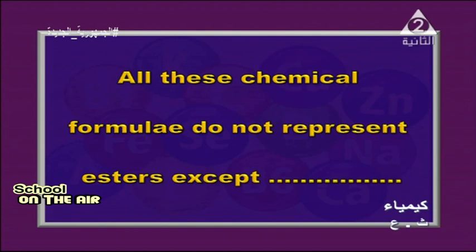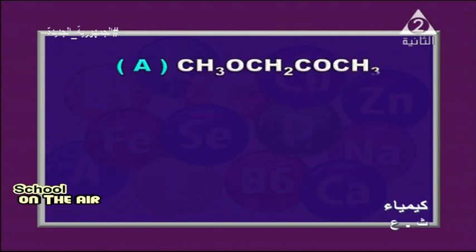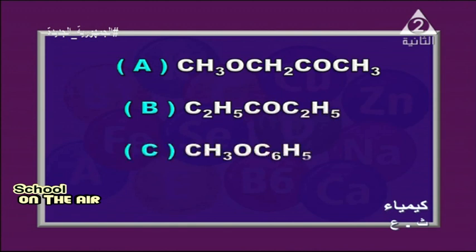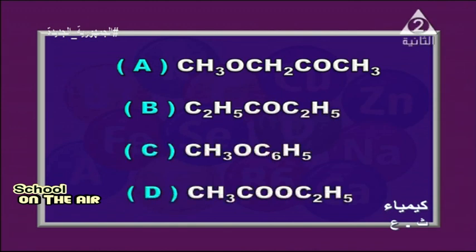Next one, all these chemical formulas don't represent an ester except what? Is it choice A, or choice B, or choice C, or choice D? Yes, the right answer is D, as it contains the COO ester group between two alkyl groups.